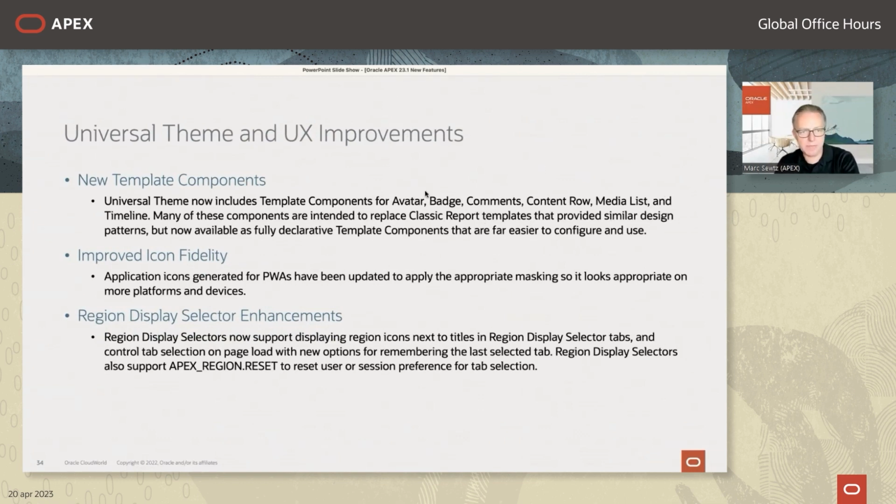We improved the fidelity of your icons. When you're creating PWAs, you have the option to create icons, right? You can upload your own images, and they show up in different places. When you install the PWAs on your desktop or on your device, they show up on your home screen and in your tabs in your browser. So there's improved fidelity for these icons, and also enhancements to the region display selectors. You can now use icons next to your region display selector tabs.